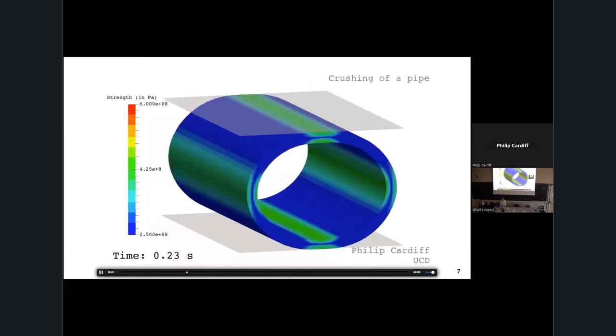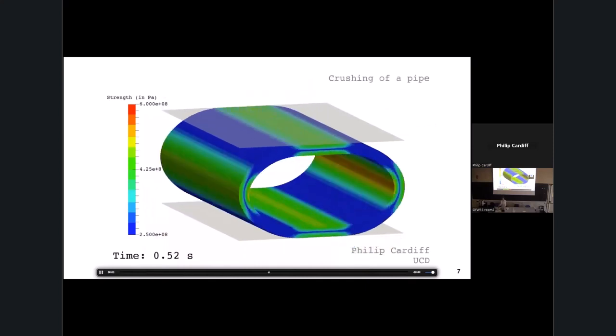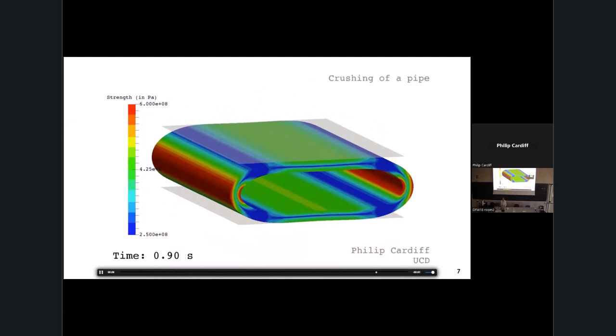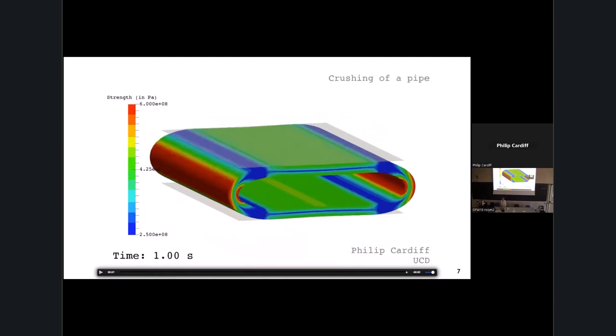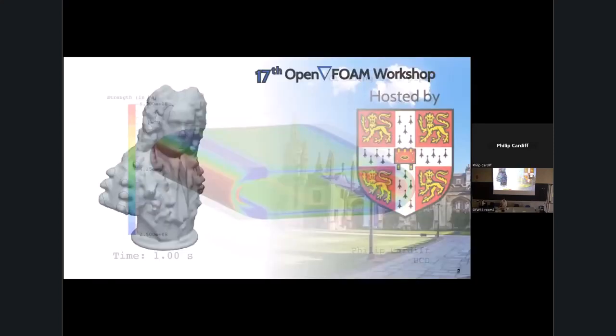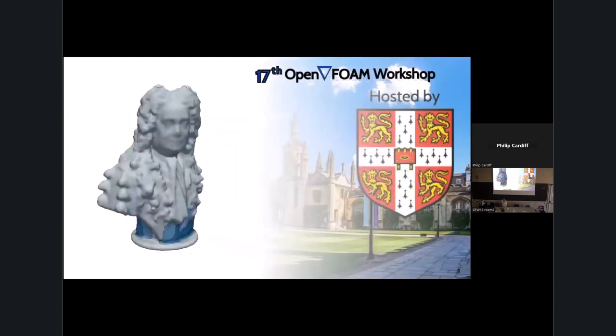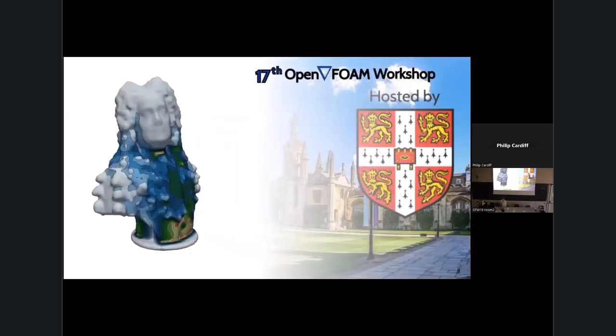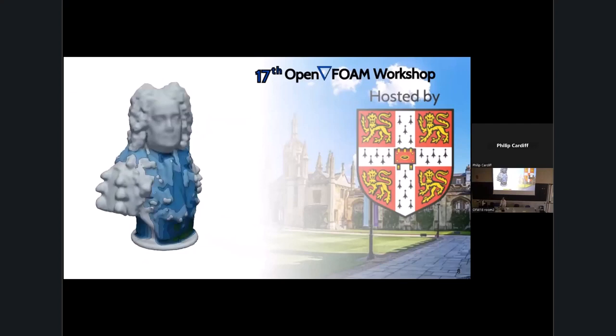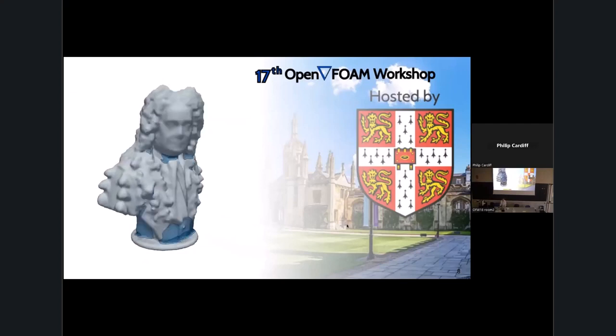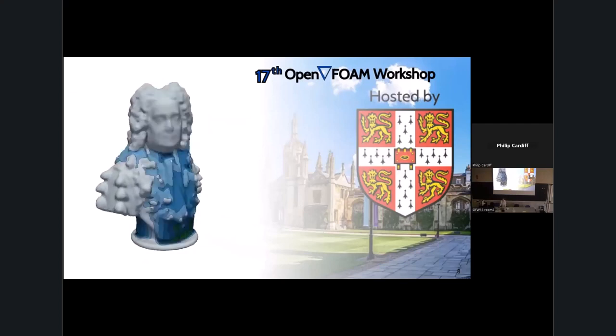But it's not just for FSI. Solids4foam, a subset of FSI is just S, which is solid. So you can do stress analysis and solid mechanics in it as well. This is a metal forming problem, crushing an aluminium pipe. Last year, I gave a training as well. We were in Cambridge. So this is Isaac Newton, in case you didn't recognize him. This is just a bust of Isaac Newton wobbling, made out of rubber, because why not?